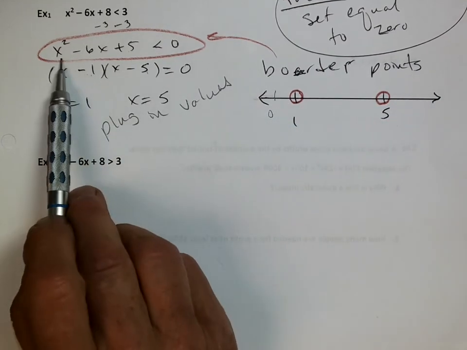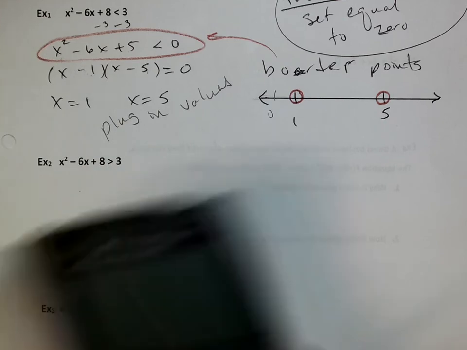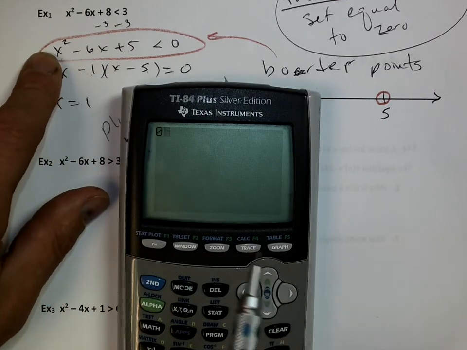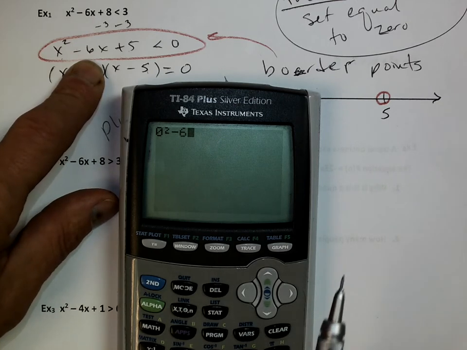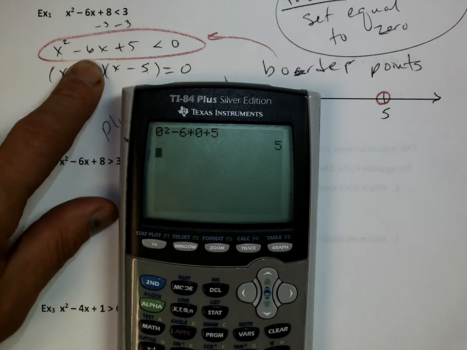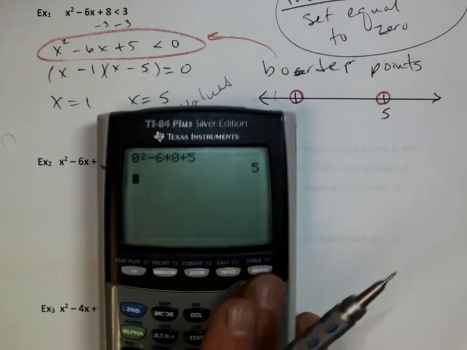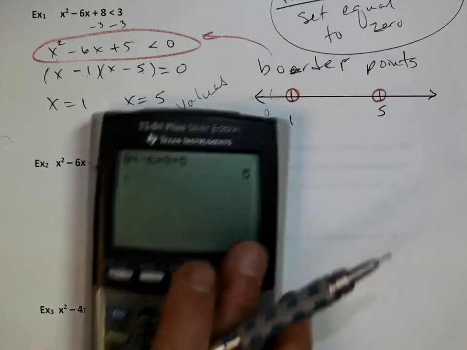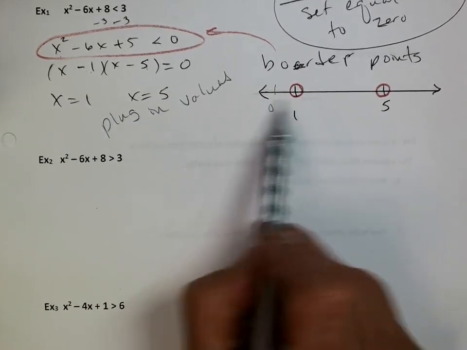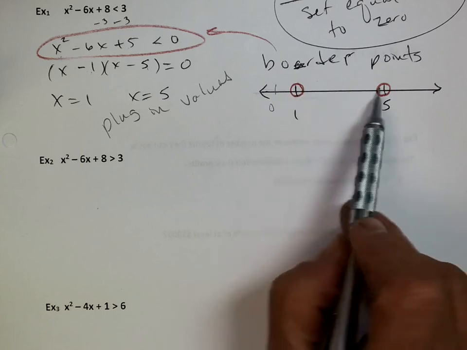Okay, if I plug 0 into this one, let's check it out. We'll go 0 squared minus 6 times 0 plus 5, and I get an answer of 5. Is 5 less than 0? No. So 0 is not true, so don't shade 0. Does that make sense? Now give me a number in this region.